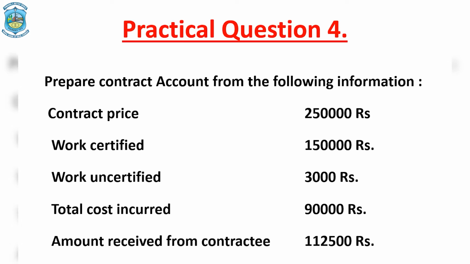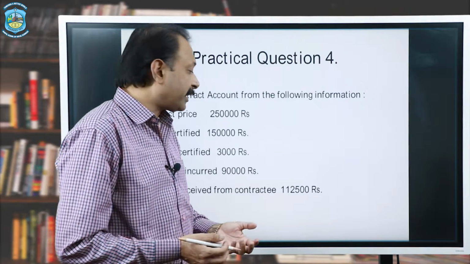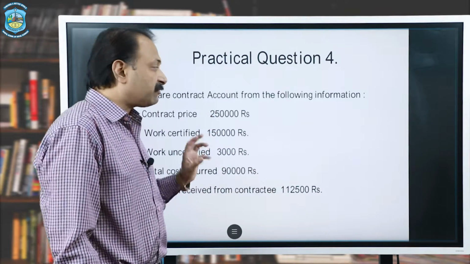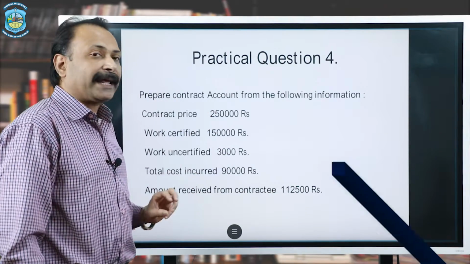This is the next question for you. As per the information given in the question, prepare contract account from the following information. Contract price 2,50,000 rupees, work certified 1,50,000 rupees, work uncertified 3,000 rupees, total cost incurred 90,000. The total amount received from contractee is 1,12,500 rupees. The amount received by the contractor from the contractee is 1,12,500 rupees.